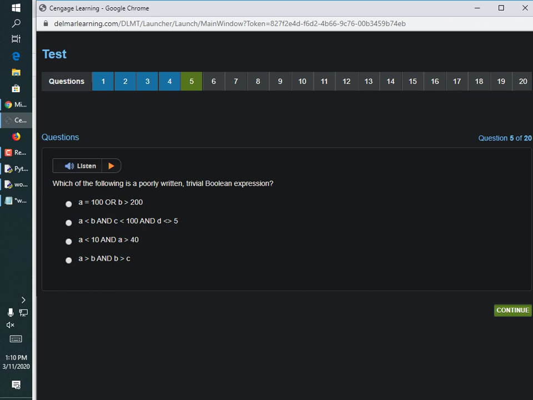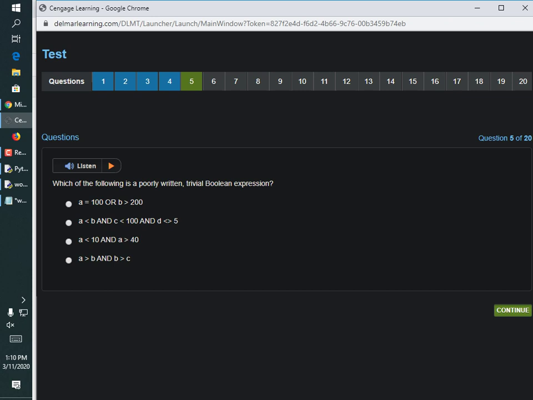I'm going to skip down here because this one's really long. If A is greater than B and B is greater than C, that's not trivial, because if the values aren't like that, it could be true or false. This one's also easy: A is less than 10 and A is greater than 40. Is it possible for it to be less than 10 and greater than 40? No, so that's probably the trivial expression.